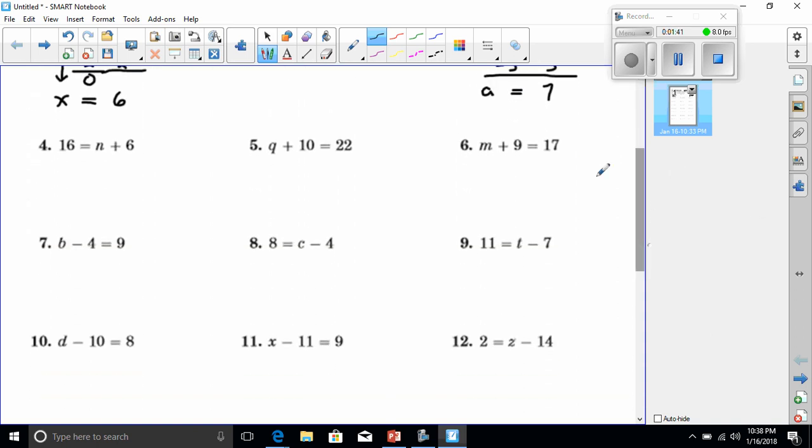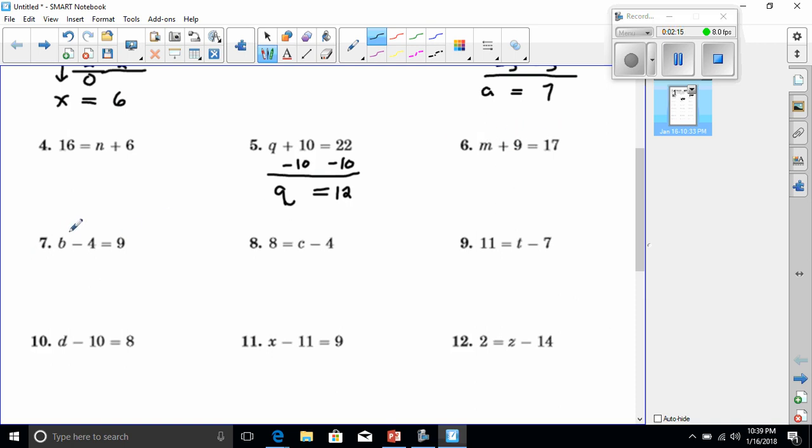Let's move down. I'm going to start moving a little faster now just for the sake of timeliness. Here's number 5. We've got q plus 10 equals 22. So I'm going to subtract 10 from this side. Whatever I subtract from one side, I have to subtract from the other. After I'm done, the q remains. The 10 minus 10 is no longer needed to put down. The equal sign comes down, and I now have 22 minus 10, which is 12. So q equals 12.